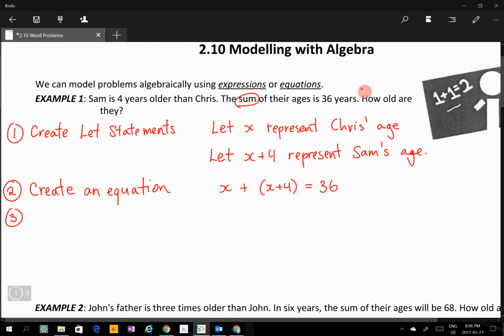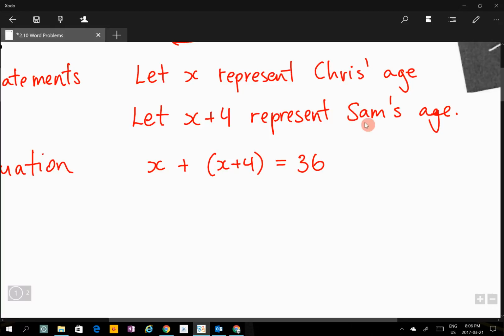Step 3, solve. Solve your equation. Okay, so let's solve this equation. Solve it for x. So I'm not multiplying any binomials here. Notice there's a plus sign, so I'm not going to be doing x times x and x times 4. No, it's not at all like that. When I remove the brackets, I only put the brackets in there just to isolate to show you that this is representing Sam's age. But when I remove the brackets, watch out for any negative signs. Here we're okay. So x plus x make 2x, and I have a plus 4, and that equals 36.